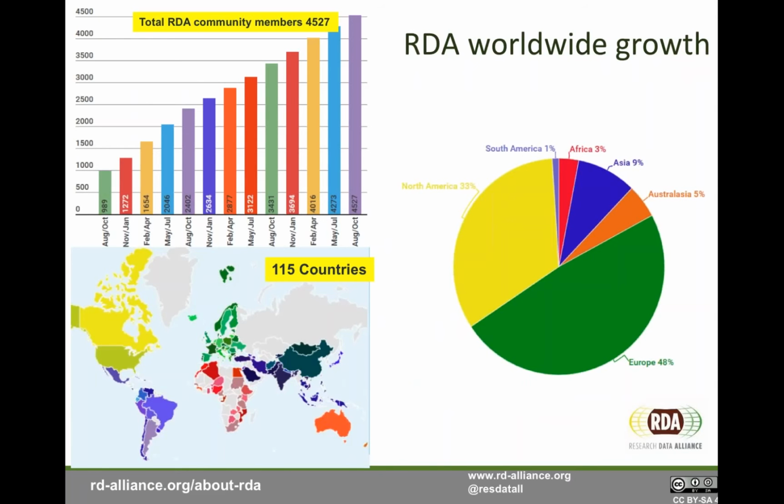So here's what the community looks like, this is current as of the beginning of November. Like I said, there are 115 countries involved. It's been growing rather rapidly, as you can tell. It started out at the first plenary with just under 1,000 members and has grown considerably. 48% of the membership is from Europe, 33% from North America, and then the rest of the countries are also shown on this pie chart.